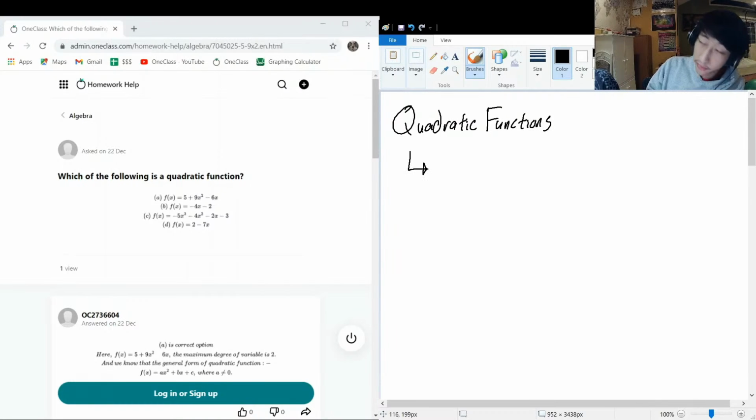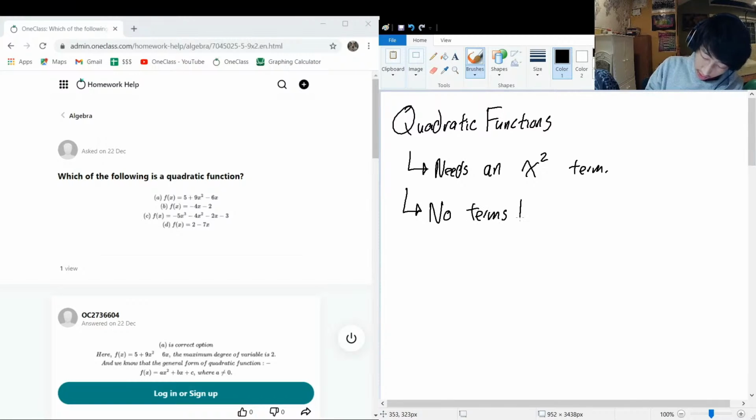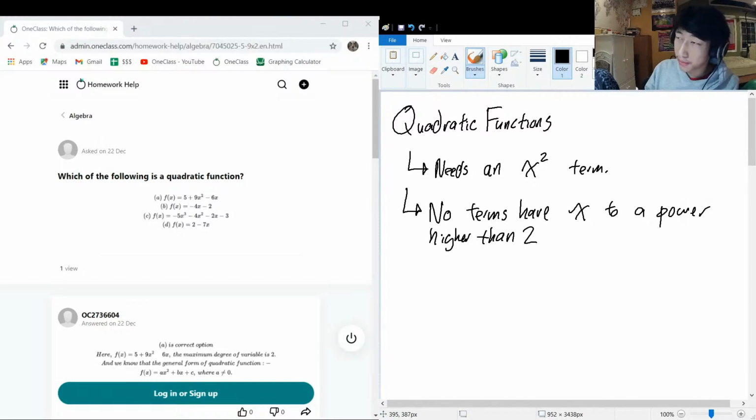Quadratic functions. We're looking for something like this. Okay, so first we're going to look for: it needs an x squared term. No terms have x to a power higher than 2. And that's pretty much just the criteria that we have. Okay, so let's look through our options here.